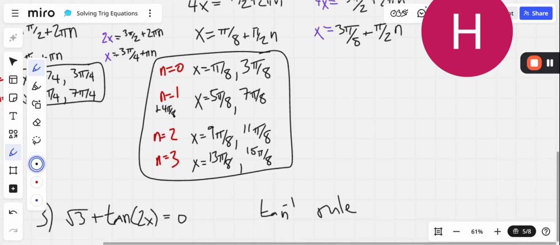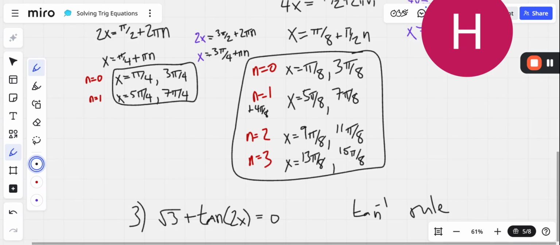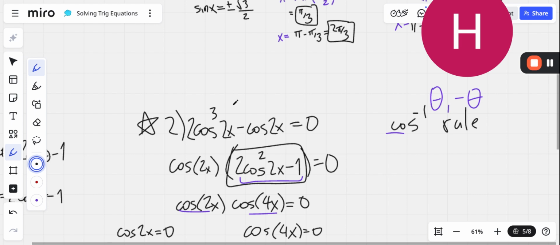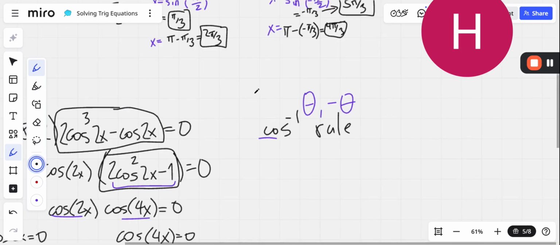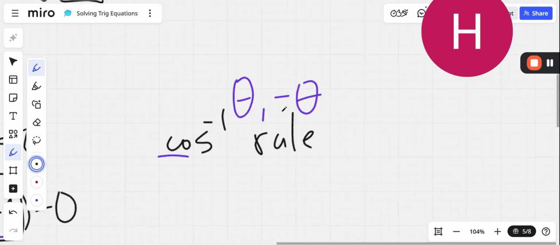Wow. That means if you look at the graph of this function, it should cross the x-axis at all of these values. Pi over 8, and then pi over 4, and then 3 pi over 8, and then 5 pi over 8, and then 3 pi over 4, and so on and so forth. Pretty wild. So to recap the cosine inverse rule, when you solve a cosine equation, you need to take theta from the inverse and negative theta, its counterpart.